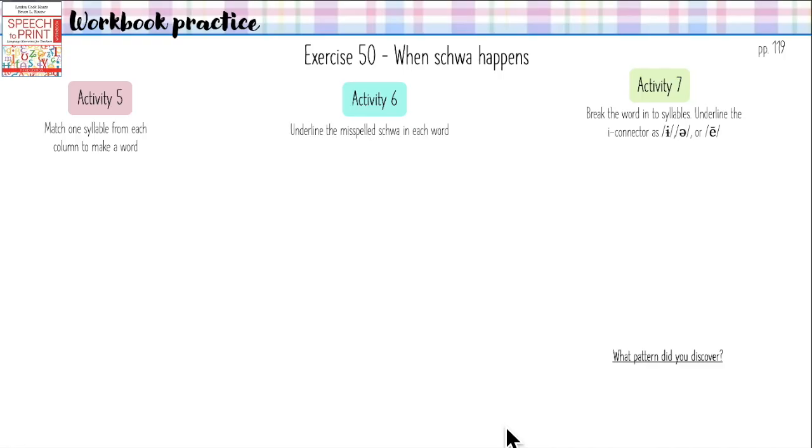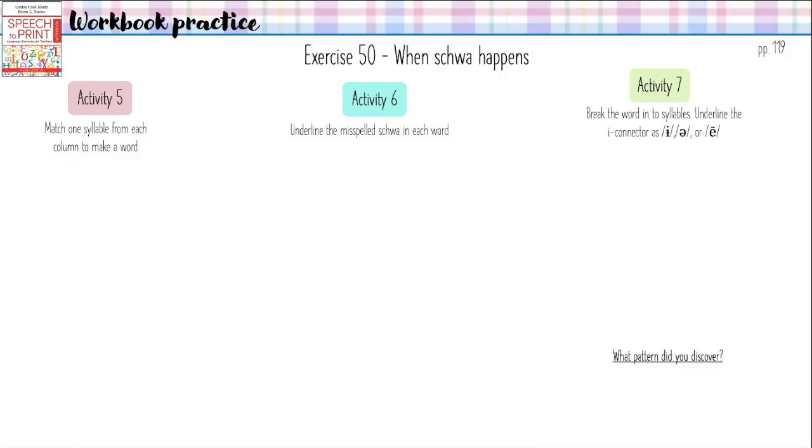Continuing with activities, activity 5, match one syllable for each column to make a word. Activity 6, underline the misspelled schwa in each word. And activity 7, break down the word in syllables underlined with the I connector. I'm going to pause the video here and let you guys do that, and then we'll go check our answers and what we're going to look at the end from all of these activities, from activity 1, 2, 3, 4, all the way to 7, is what pattern do we discover through some of these activities that we're playing with schwa. Okay, so I'm going to pause.